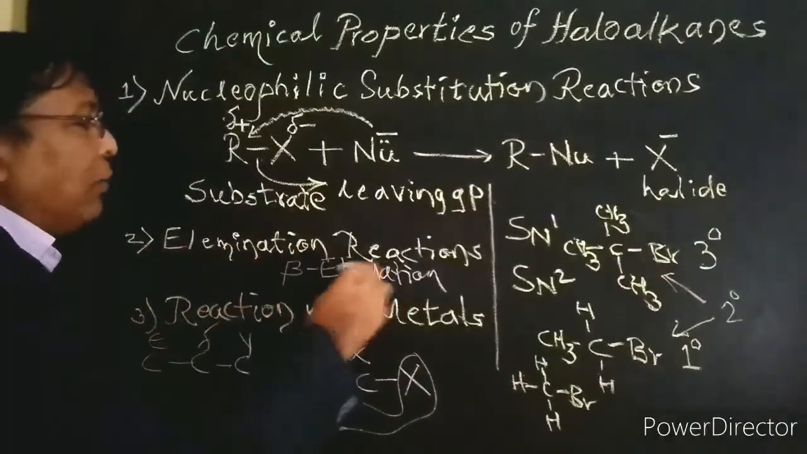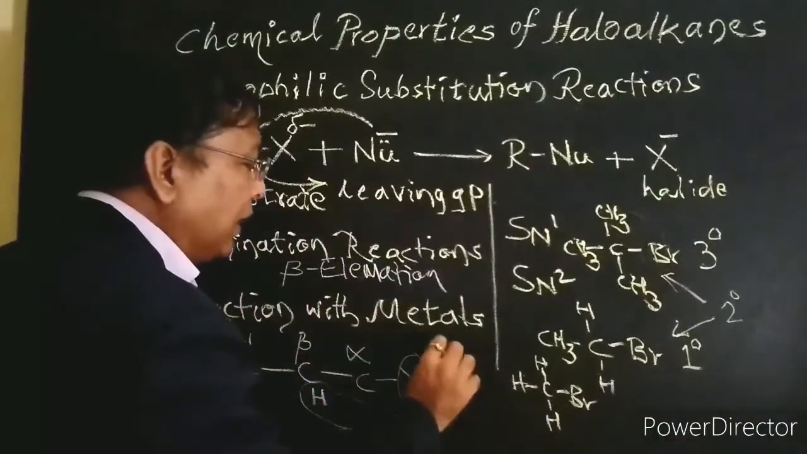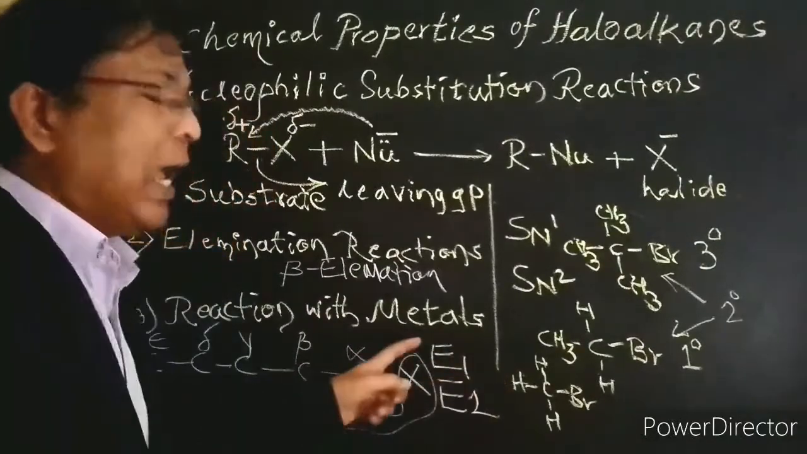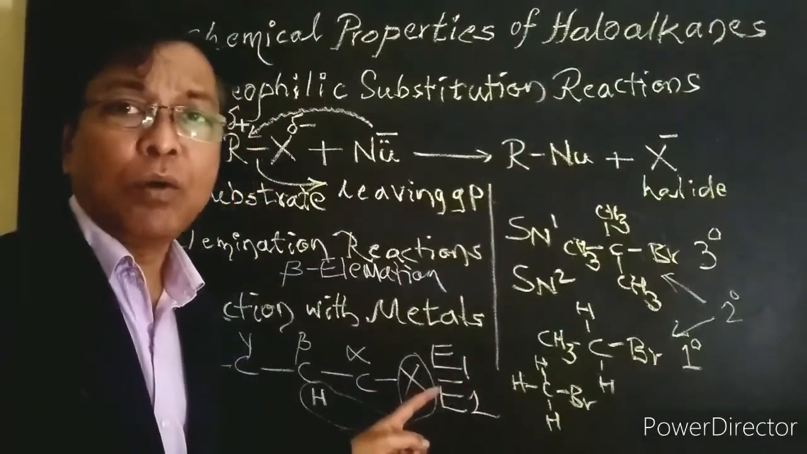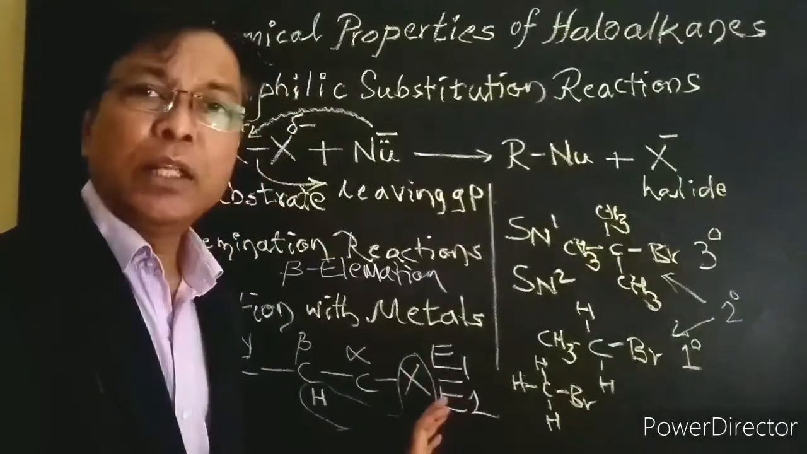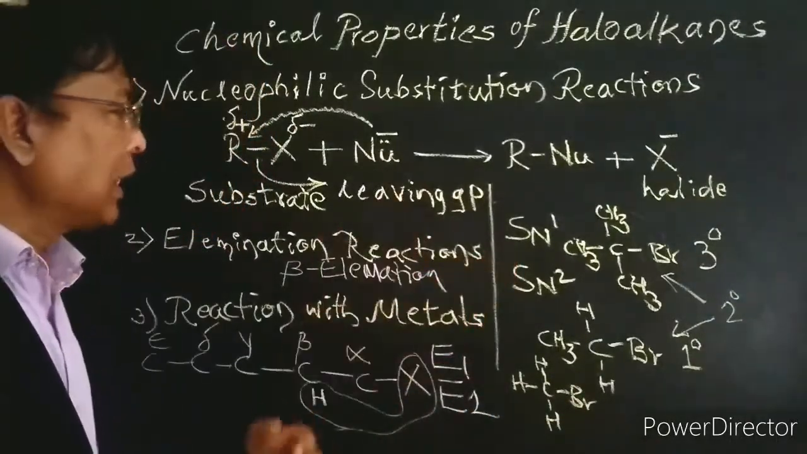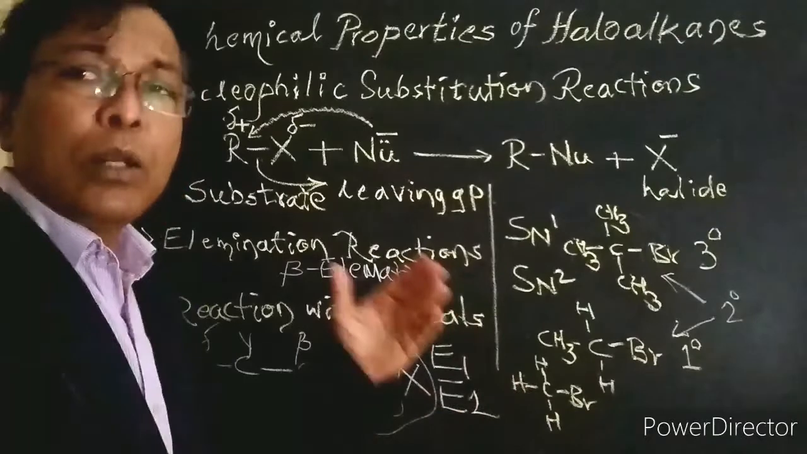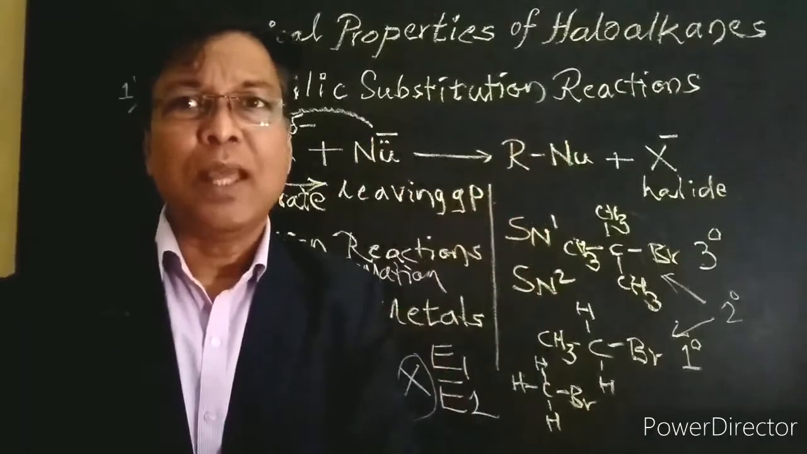And this elimination reaction, that is beta elimination reaction, is of two types, E1 and E2. That is, elimination reaction of first order and elimination reaction of second order. We are going to study in detail what E1 and E2 reactions are later. And the third type of reaction shown by alkyl halides is reaction with metals, that we are going to see later. Now we are going to learn nucleophilic substitution reaction in detail with examples.